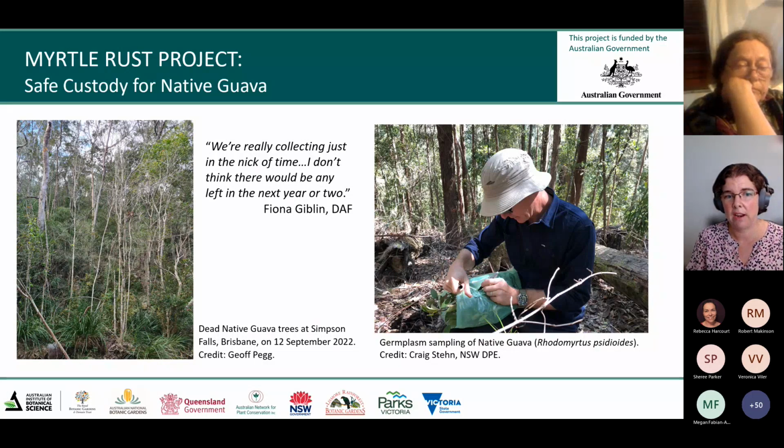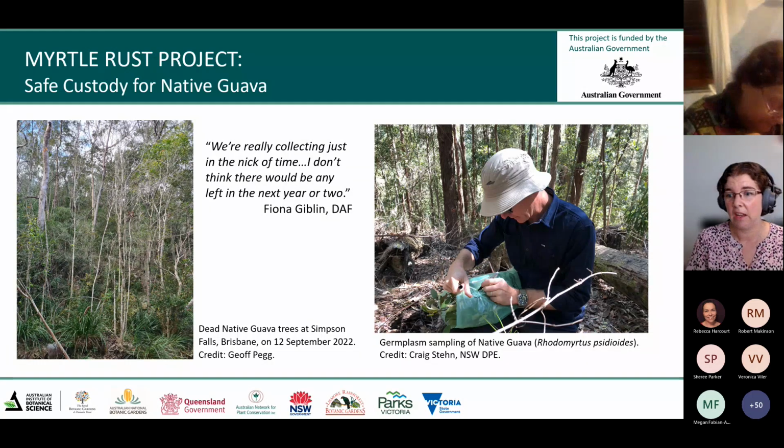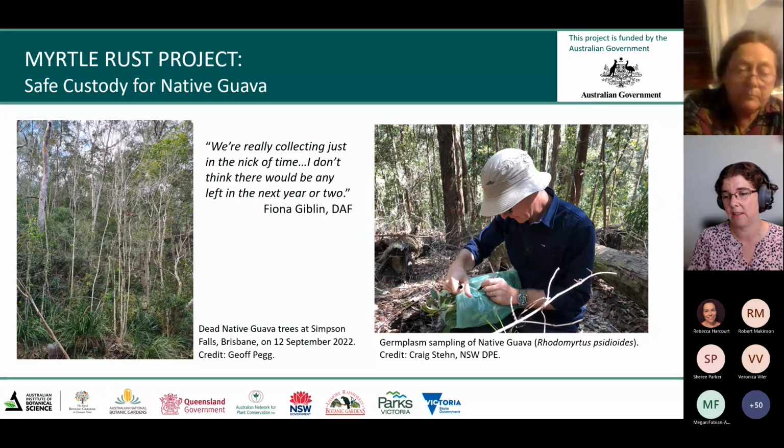Our collaboration with Craig Sten at the New South Wales Saving Our Species program of DPE means that a collection of cuttings and suckers has been built up in collaboration with the Australian Botanic Garden Mount Annan since 2015, and this is ongoing. If you'd like to hear more about the work of Craig Sten and the Saving Our Species team in New South Wales, he presented a fantastic webinar this morning in New Zealand's Beyond Myrtle Rust webinar series. So that will be available for viewing as a recording shortly.